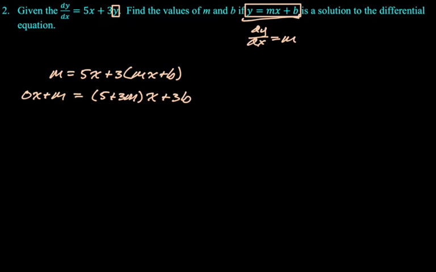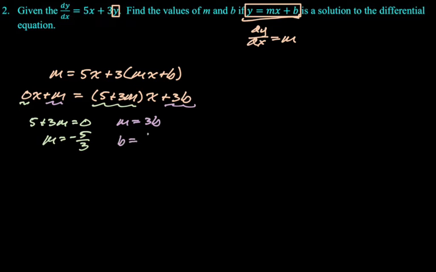If these things are equal, then the coefficients of x are equal, meaning 5 plus 3m is equal to 0, which tells us that m is negative 5/3. And the constant terms must be equal. So m must equal 3b, which means that b is 1/3 of m, which means that b should be negative 5/9. Those are your values of m and b.